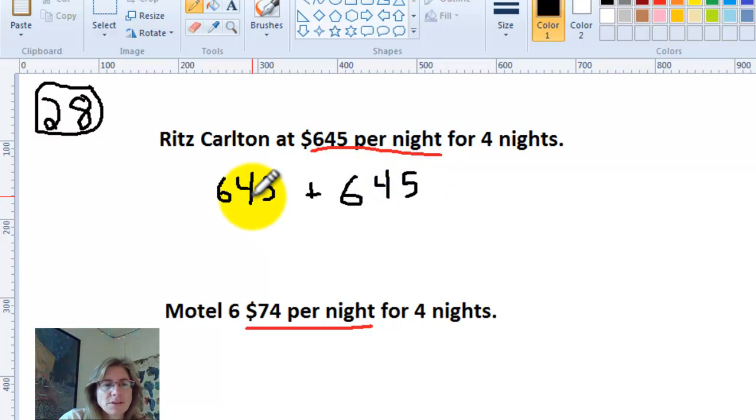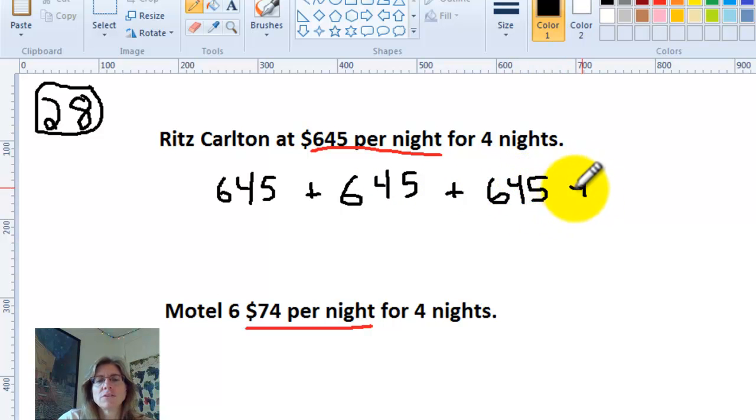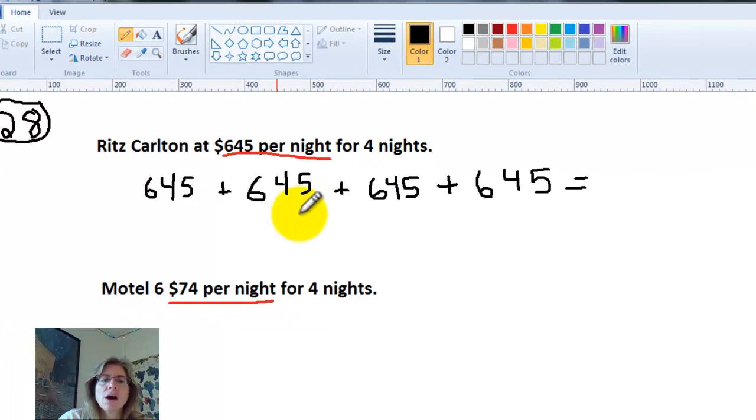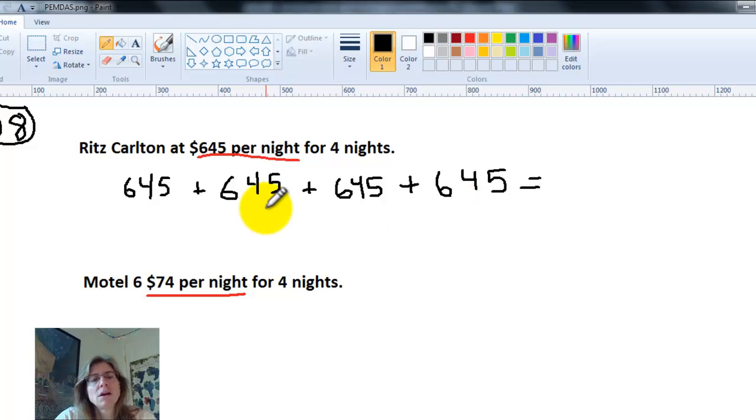First night, I'm giving somebody $645. The second night, I'm giving somebody $645. The third night, I'm giving somebody $645. And on the 4th night, you're doing the same thing. And you could add those and come up with how much is it for all 4 nights. Whenever you have a problem like this, the other way to look at it is you have $645 4 times. So it's also a multiplication problem.